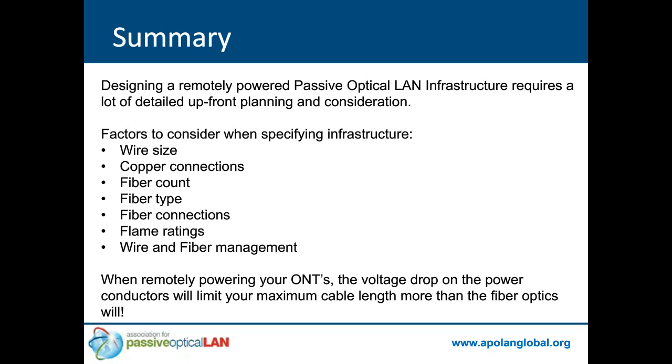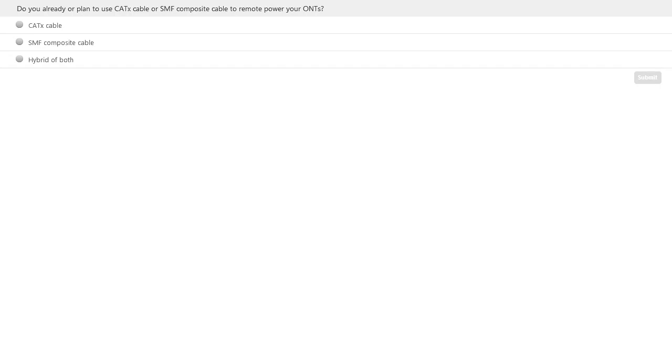So we've had three separate discussions around the ONT considerations, the powering itself and how that is designed and happens, and then the cabling and how the infrastructure would lay into a remote powering scenario. So let's go to our last poll question of the day. And the question is, are you planning or would you use a separate category cable for remote power for your ONTs, or would you prefer to use the single mode fiber composite cable with fiber and copper in the same cable, or would you use a hybrid of both?